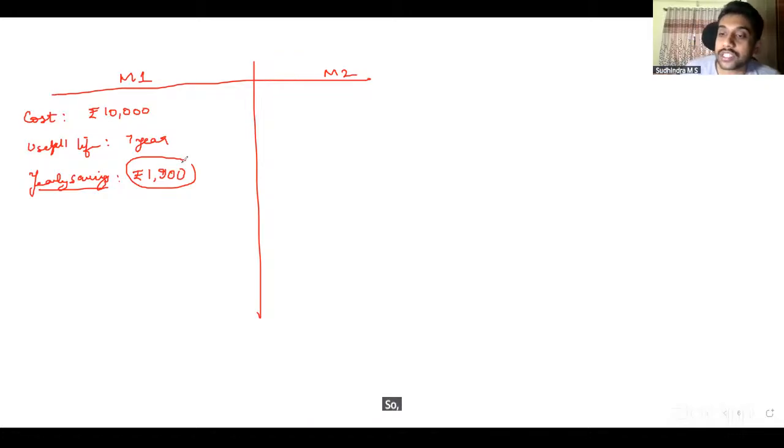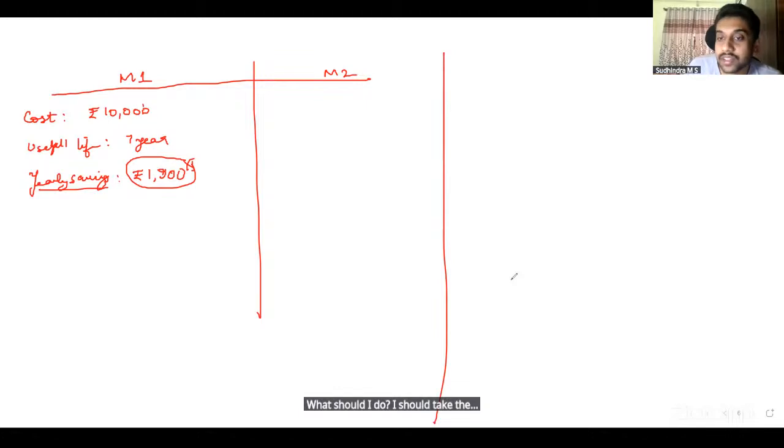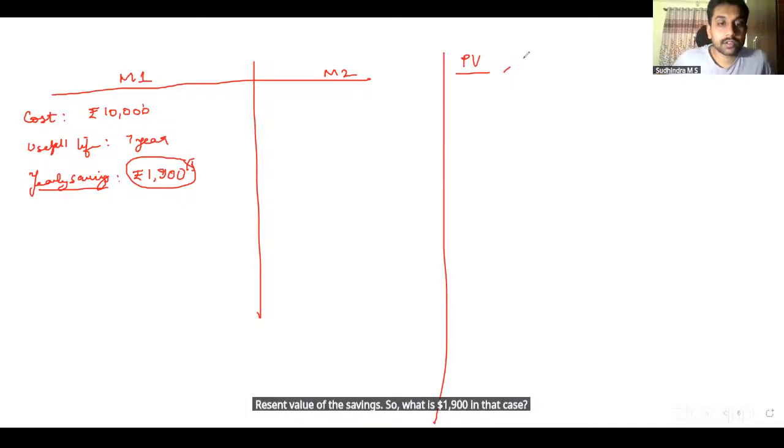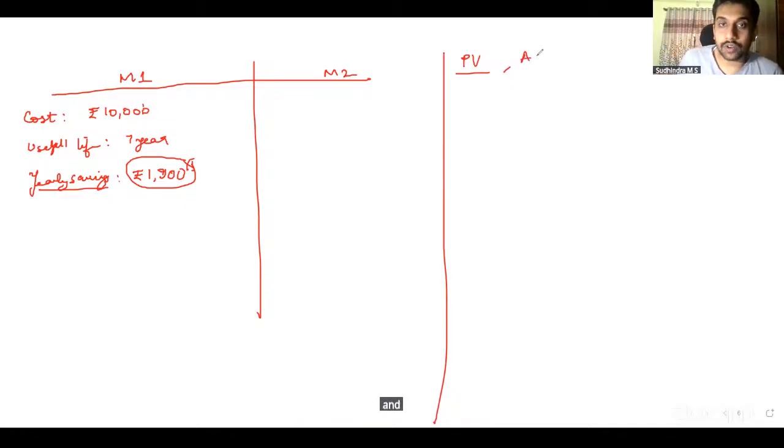So if I have to compare it with the cost, what should I do? I should take the present value of the savings. So what is 1,900 in that case? Annuity amount. Very good. A is 1,900 and they have given N as 7. What is I? 0.1. 10%. Very good.